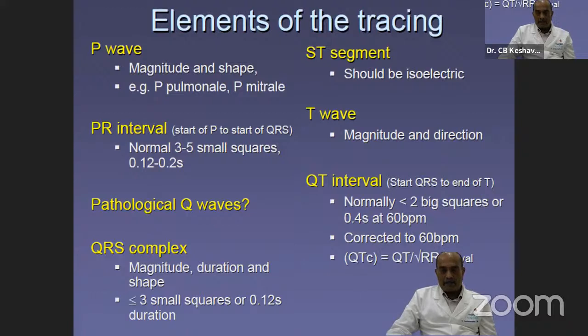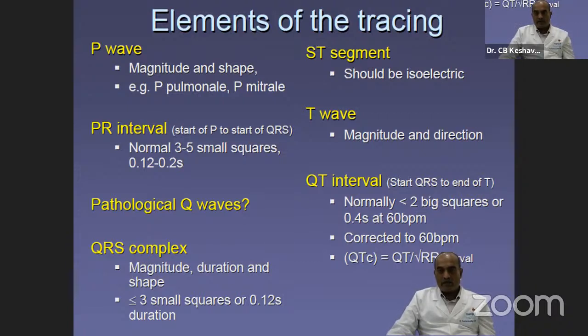So what are all the various elements that we discussed till now? P wave, magnitude and shape. Like in P pulmonale, it can be sharp and pointed. And in P mitral, where left atrial enlargement is there, you can have a bifid P wave. The later half of the P wave looks like an M, with the second portion being higher than the first portion of the M. So that is a P mitral. Then the PR interval, start of the P to start of QRS, normally 3 to 5 small squares, 0.12 to 0.20 seconds. If it is more than 0.20 seconds, it's called a first degree heart block, indicating delayed conduction of the impulse from the SA node to the AV node.